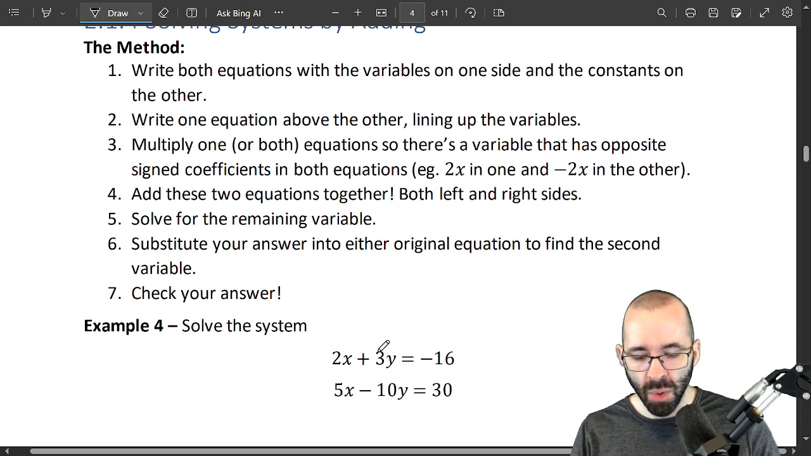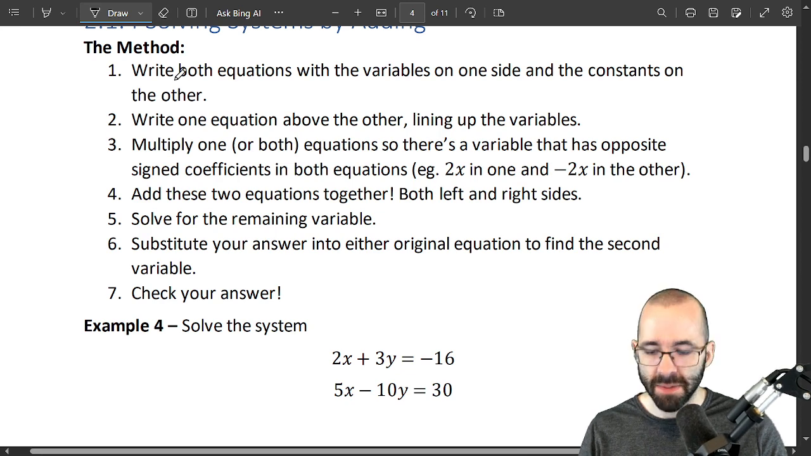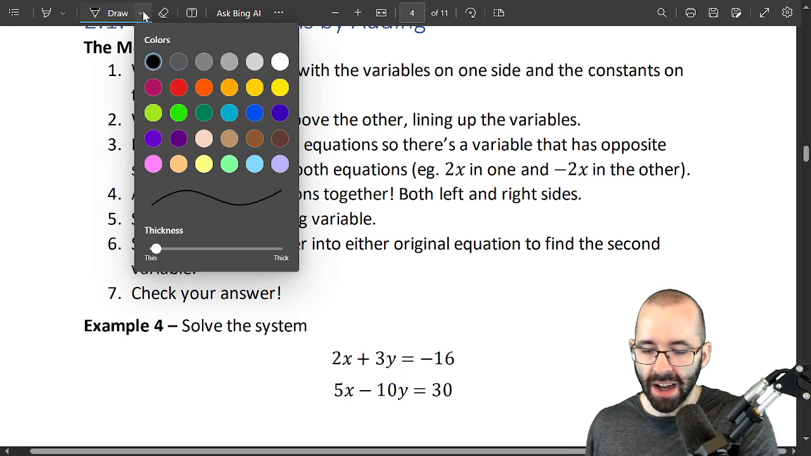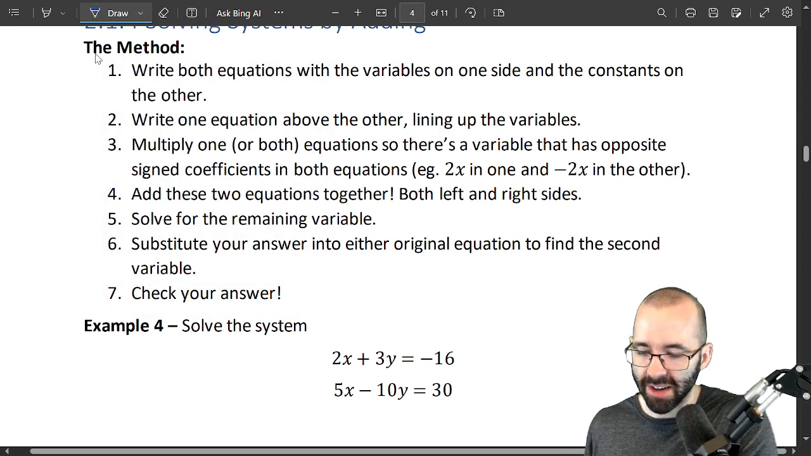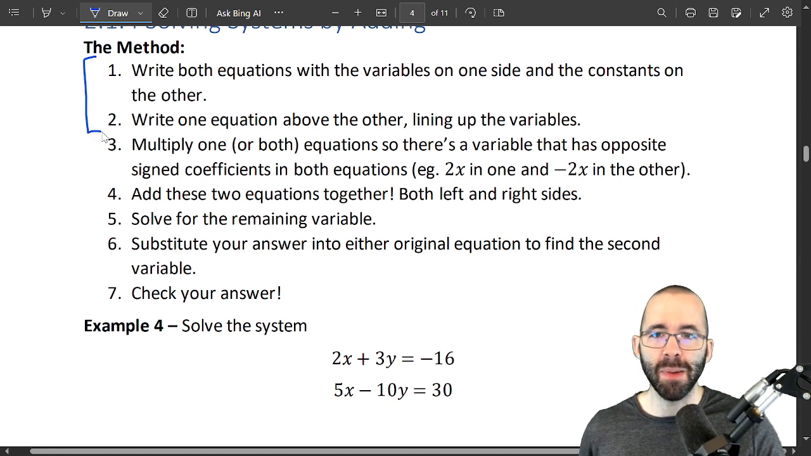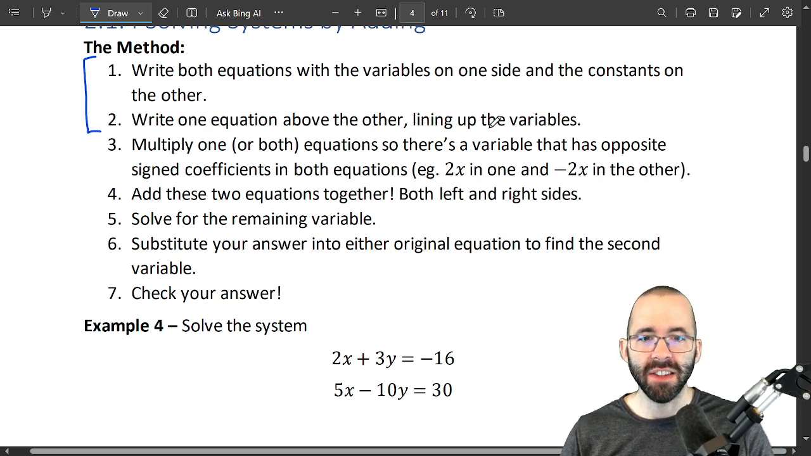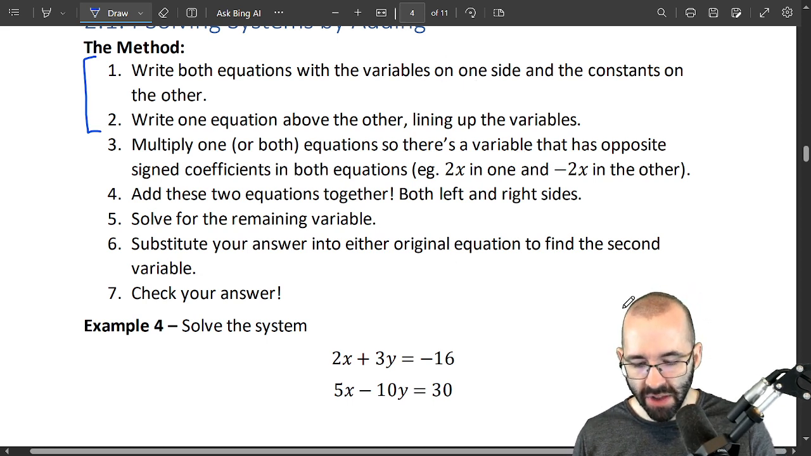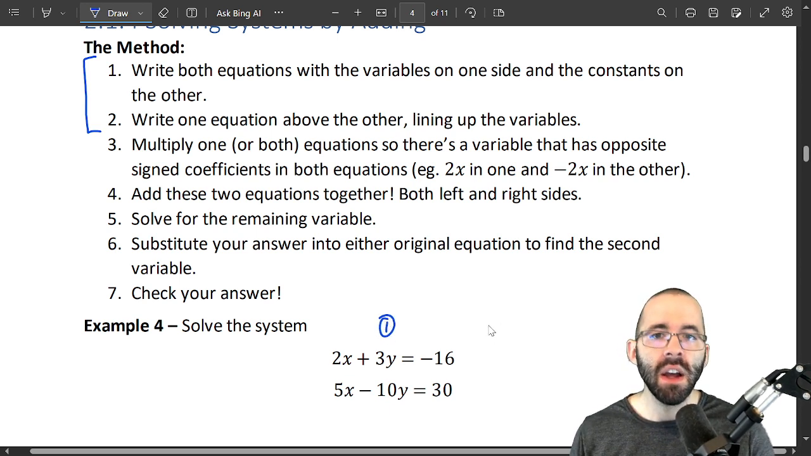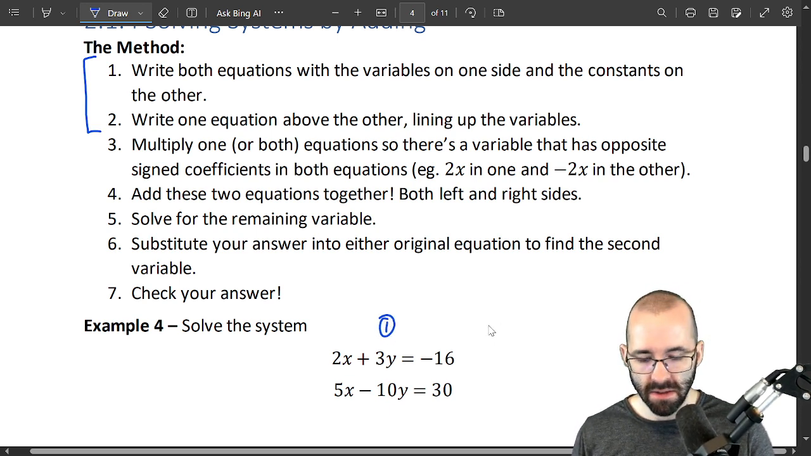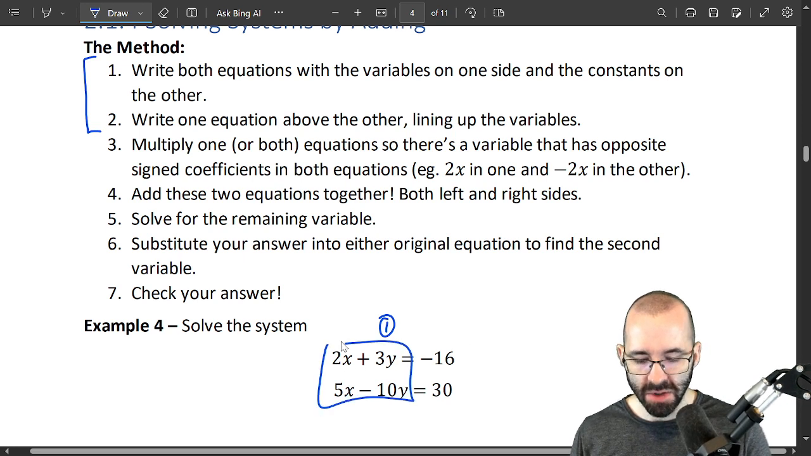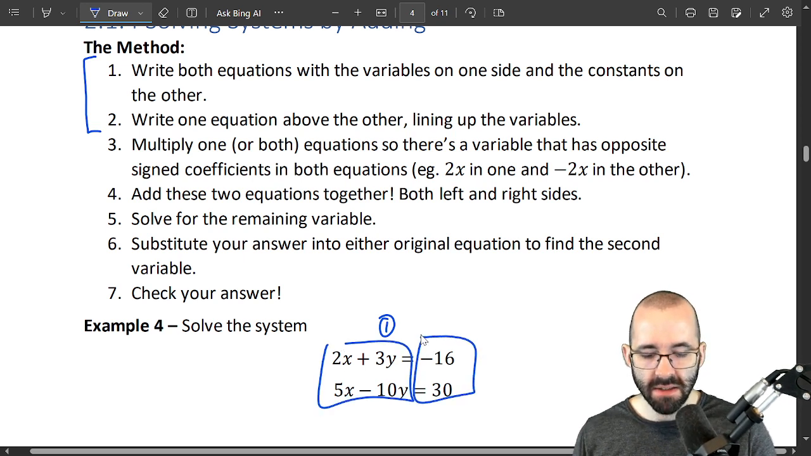Just like last time, we're going to start with the example and just do steps one by one. But I don't have that many colors, so we're going to clump up the colors. Steps 1 and 2 will be blue. Both equations with the variables on one side and the constants on the other. That's exactly what we have right here. Step 1 is already done. The variables are on one side, right? These are the variables, they're all on one side. The constants are all on the other.